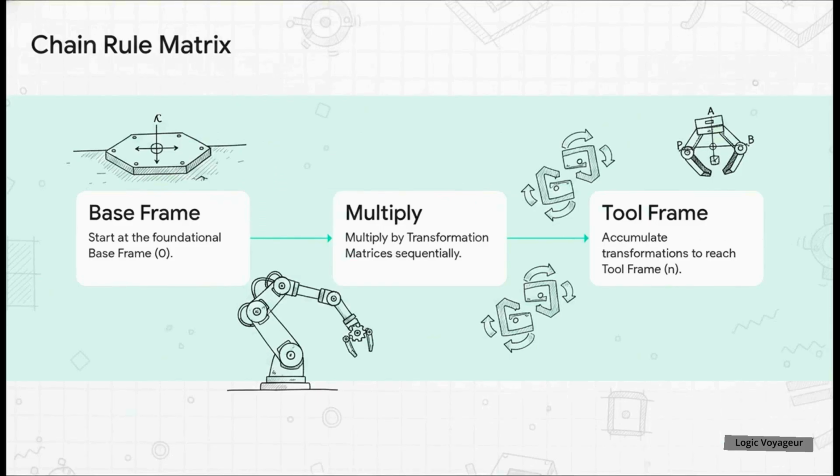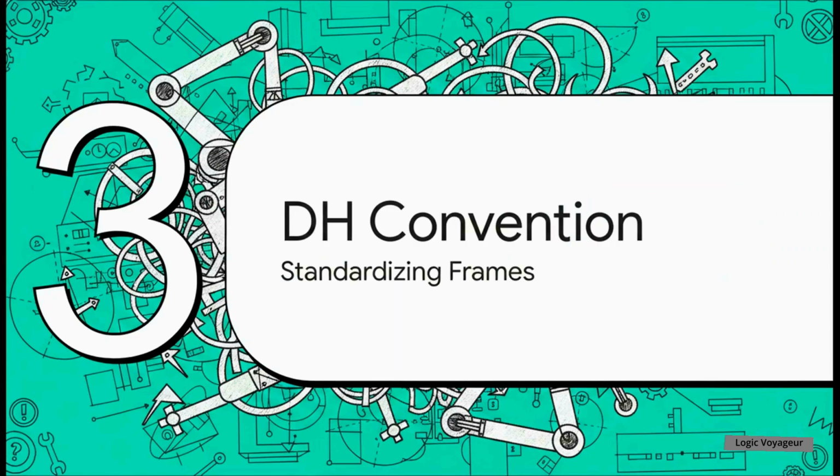So how do we actually use that matrix in the real world? Well, for a standard 6-axis industrial manipulator, going through these sequential steps gives you the exact position and orientation of the gripper relative to the floor. We start at the base frame, essentially where the robot is bolted to the floor. And we use sequential matrix multiplication. This is called the chain rule. We just multiply those 4x4 matrices together, joint by joint, until we accumulate the final transformation right at the tool frame.